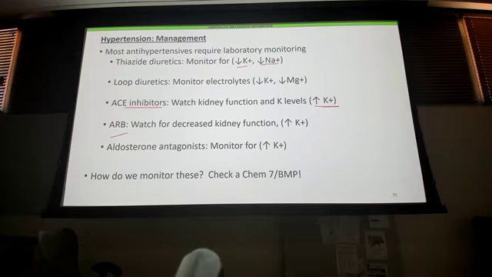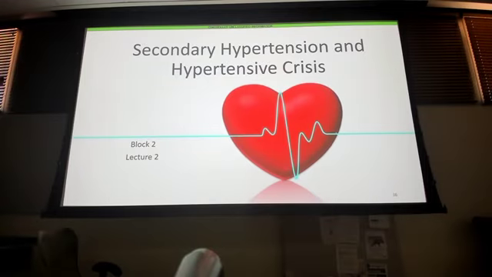So if we were to put these patients on ACEs and, say, a mineralocorticoid receptor antagonist like an aldosterone antagonist, you can see we're going to be raising their potassium levels with both of those medications. So we have to watch them very carefully that we don't throw them over into a hyperkalemic state.